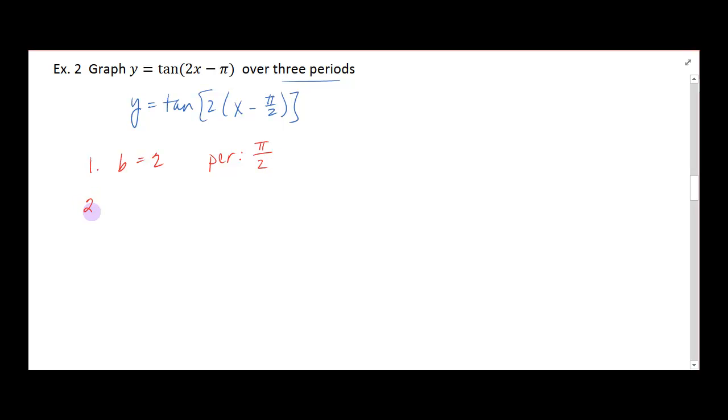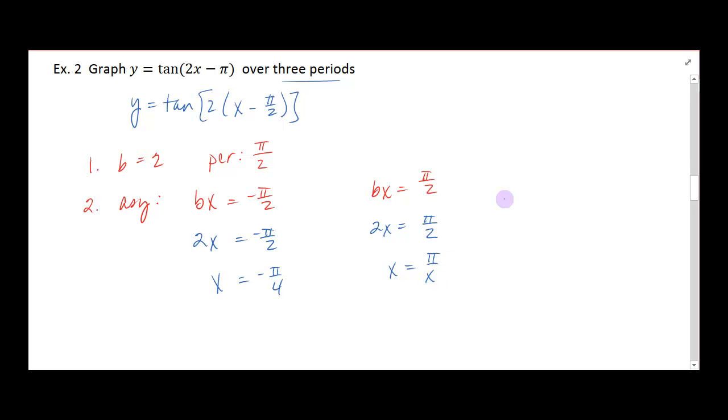And I want to, again, figure out what my asymptotes are. So the asymptotes come from the equation bx is negative pi over 2, bx is positive pi over 2. So each time I have a b, I'm going to replace those with what I know to be 2. So 2x is negative pi over 2, and 2x is positive pi over 2. So when I solve for x, I would divide by 2 or multiply by 1/2, and I get negative pi over 4 and positive pi over 4 for my asymptotes.